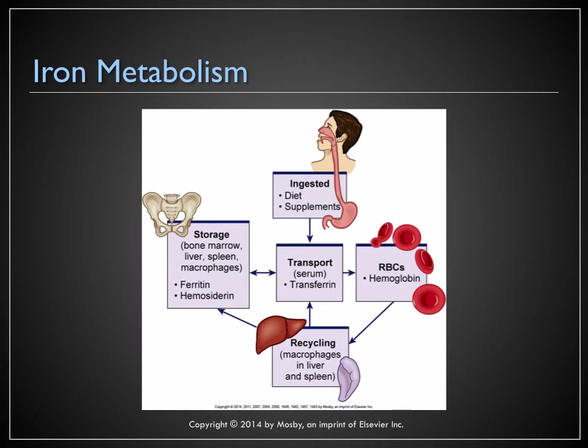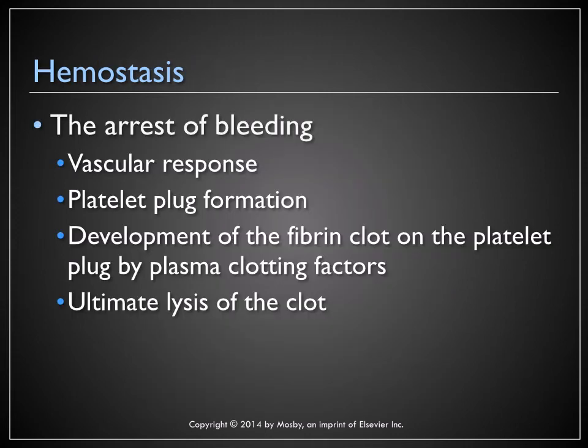There is normally very little iron loss except from blood loss, because iron is recycled after macrophages in the liver and spleen phagocytize the old and damaged RBCs, and only about 3% is lost daily in urine, sweat, bile, and epithelial cells in the GI tract. So there's a process which is ongoing.